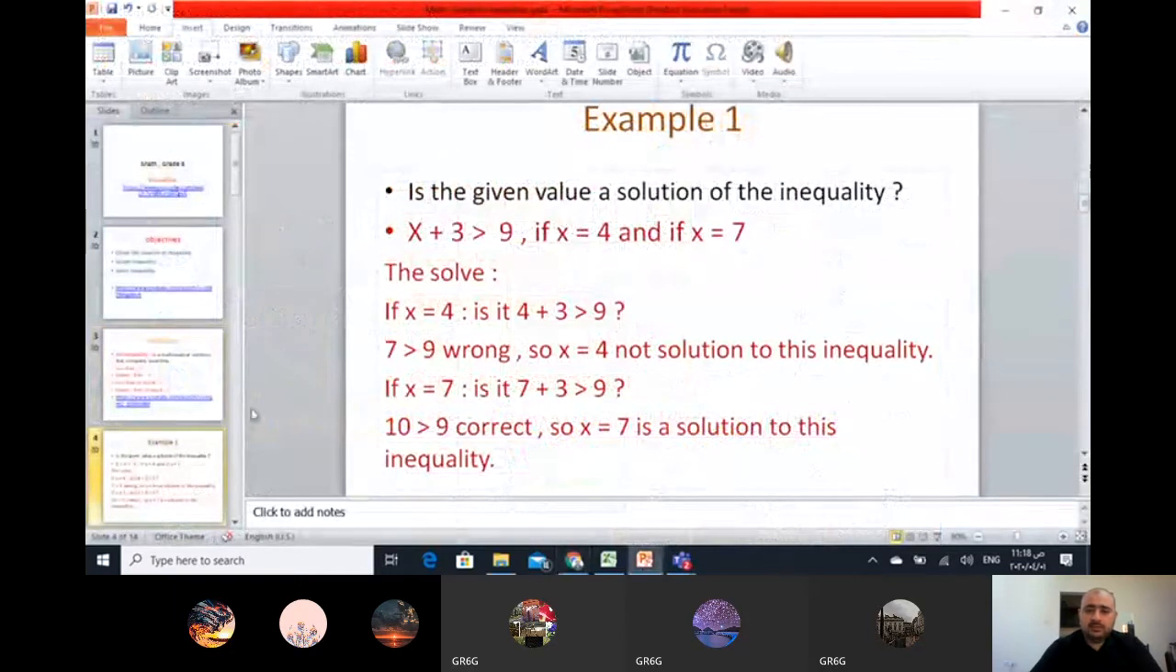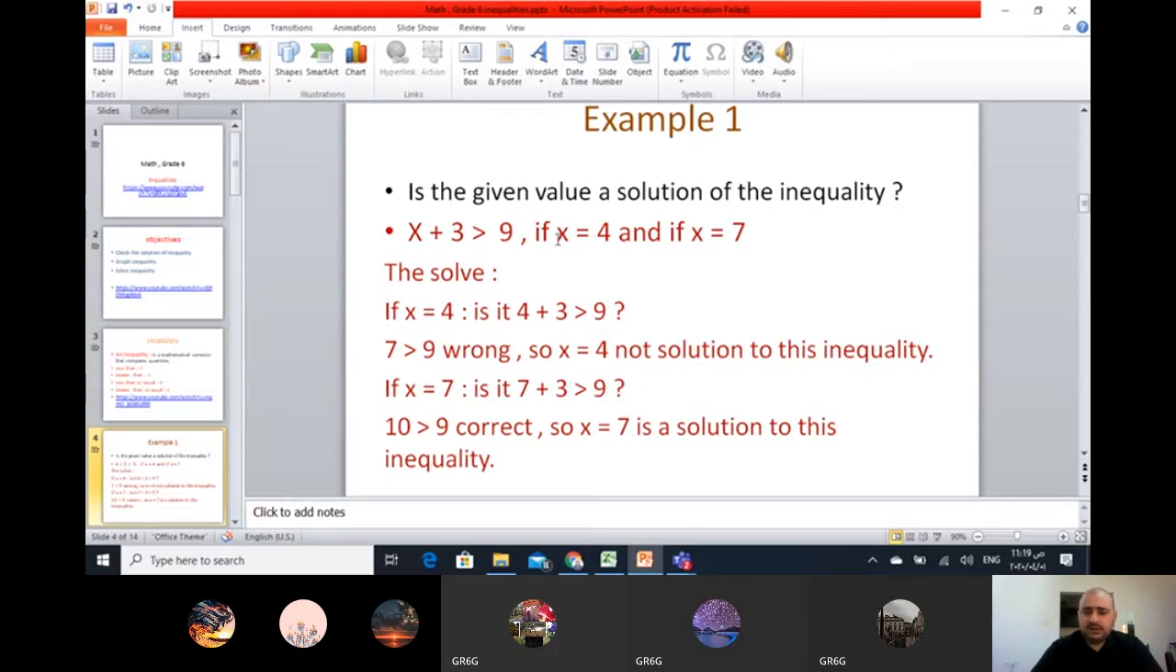Now we have example number 1. In this example, we want to learn how to know if the value of the variable inside the inequality is a right solution or a wrong solution. Look at this question: is the given value a solution of this inequality? We have this inequality, x plus 3 greater than 9. Check if x equals 4 is a solution, and check if x equals 7 is a solution.